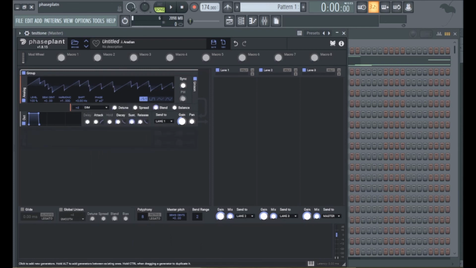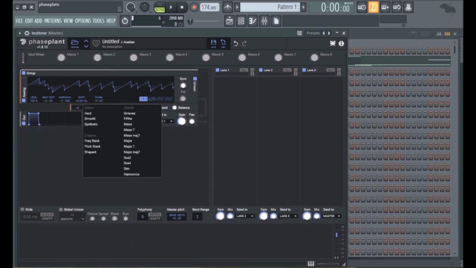Diminished does not have a perfect fifth. It's actually 2 minor thirds stacked on top of each other. So you'll have your root, minor third, and then a tritone, which would end up being C, E flat, G flat. And then it doubles up when you add more voices.